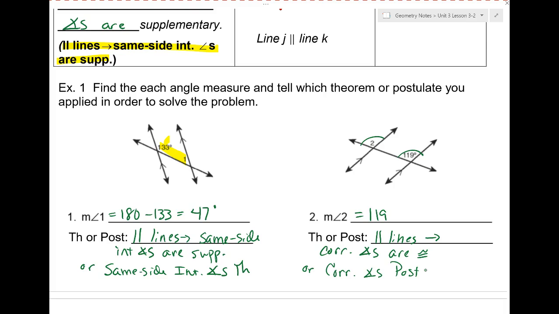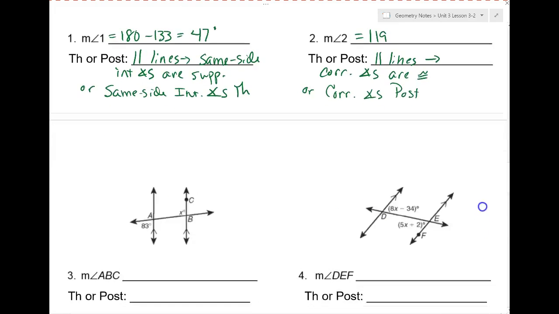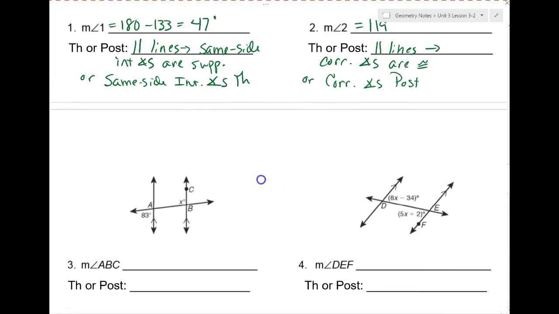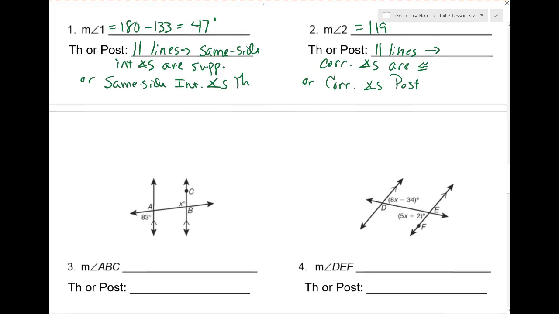All right, let's keep going on this. Let's do 3 and 4. Are you guys good? No. All right. On the next one, do you guys see some issues here? Do I have any of them that we've been talking about? Same side interior angles, corresponding angles, alternate interior, alternate exterior. Wait, C is not even an angle. No, C is a point. Yeah. But I'm looking for the measure of angle ABC.